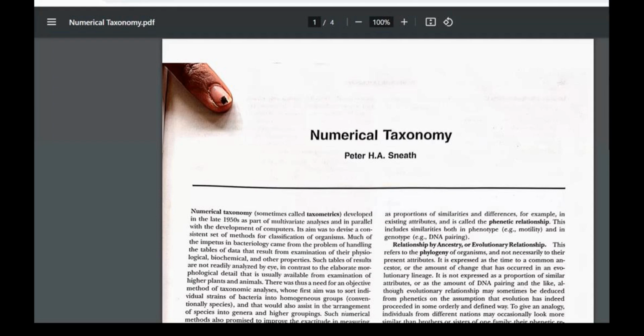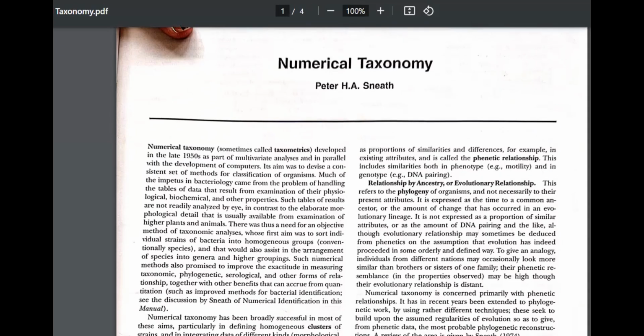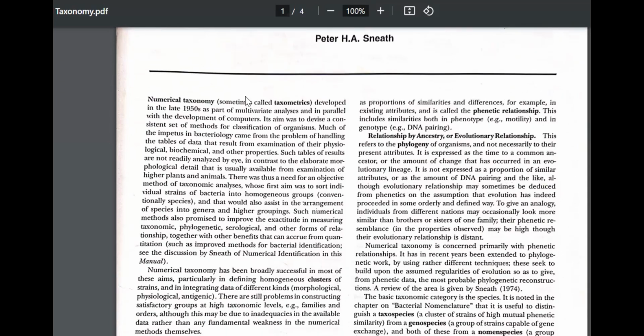the book. It is, as you see, the editor for the particular topic is Peter Smith. He is one of the early researchers, scientists, I would say, who had contributed to the development of this method, numerical taxonomy. So as you can see, it was developed in the 1950s, and the word says it is multivariate analysis.